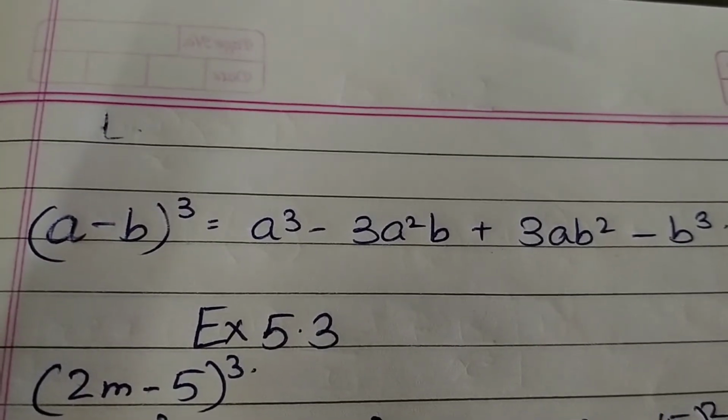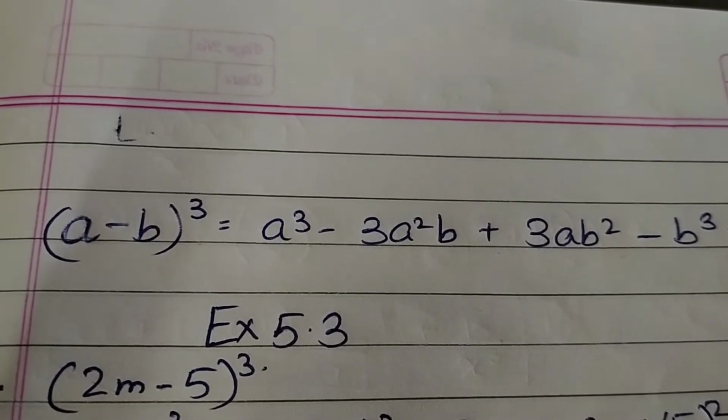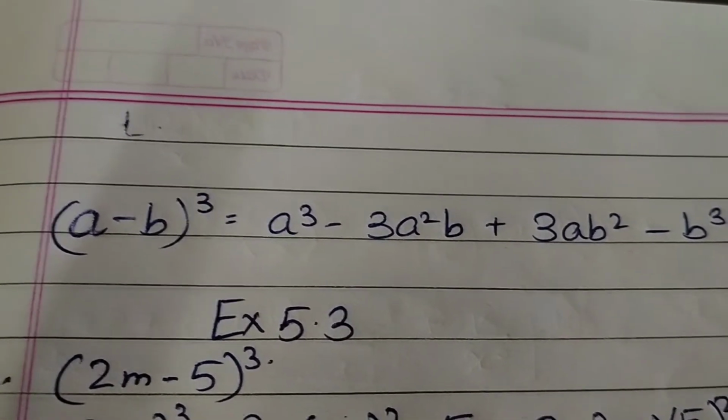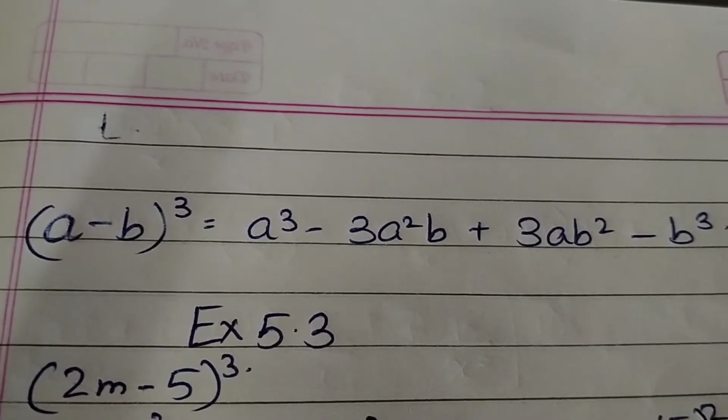Students, we are going to solve exercise 5.3. The first question is 2m minus 5 the whole cube. But before we start with that, let's revise.